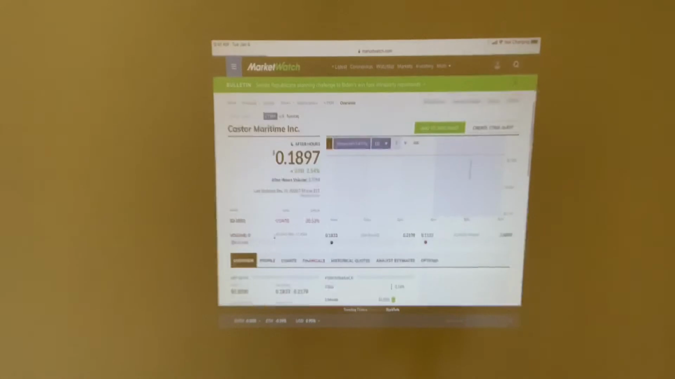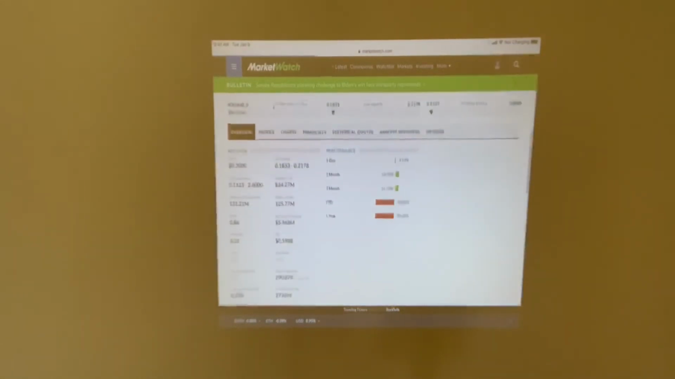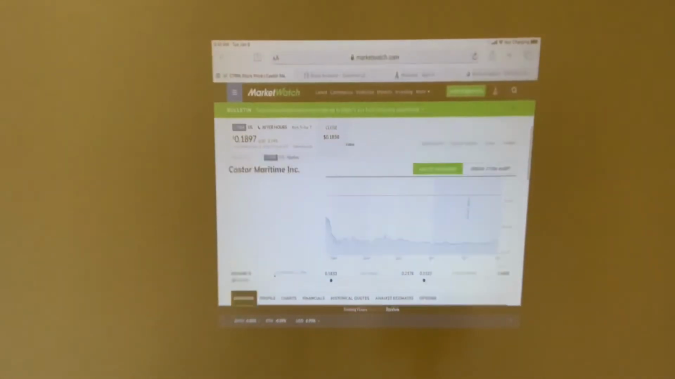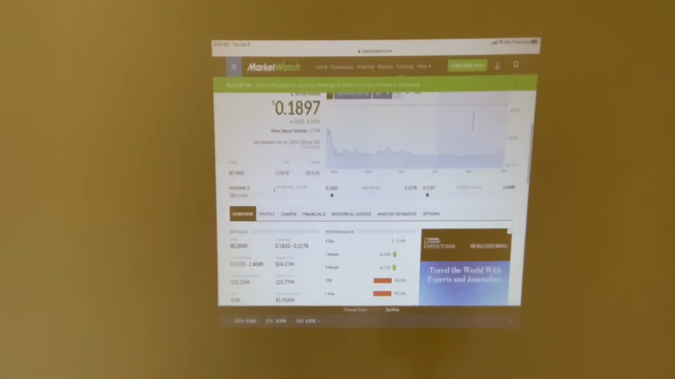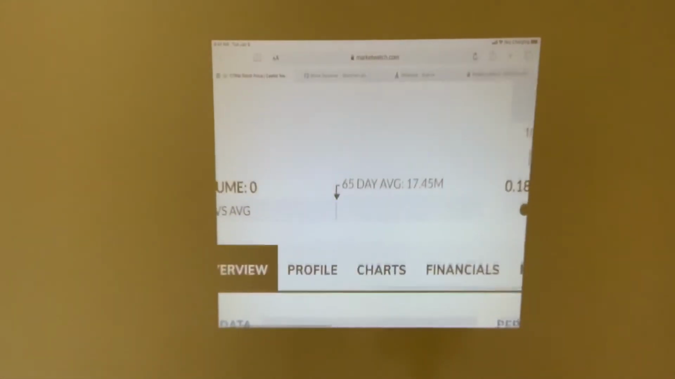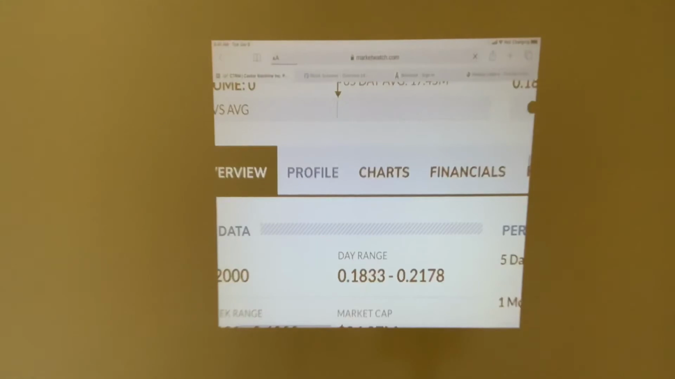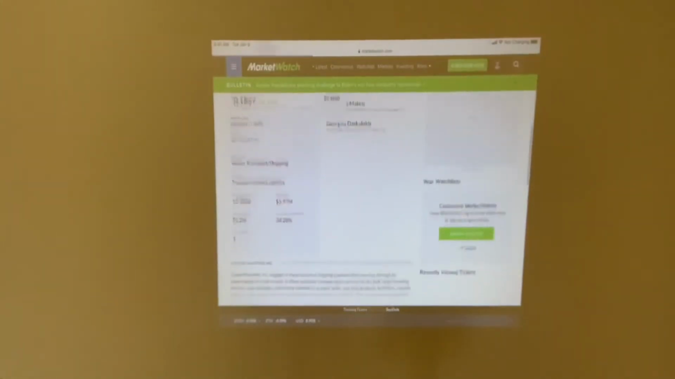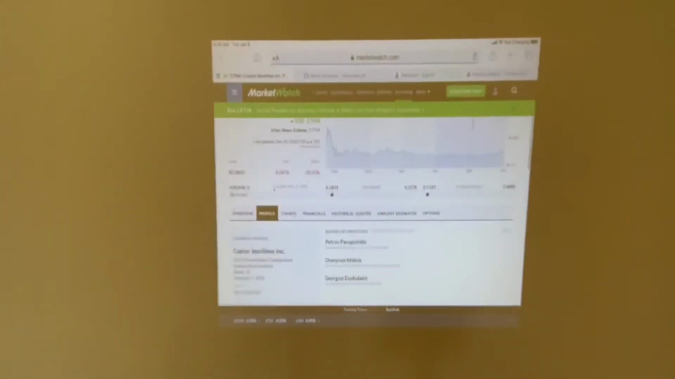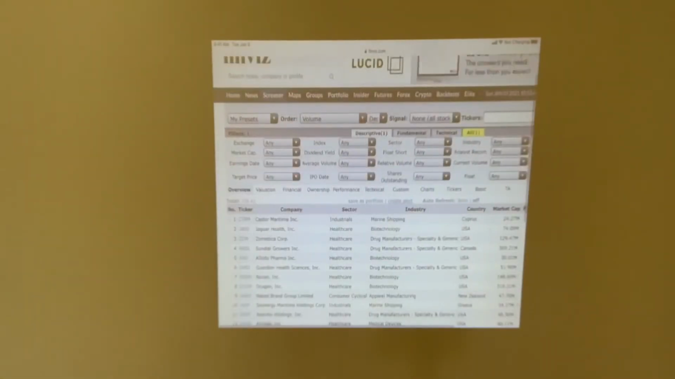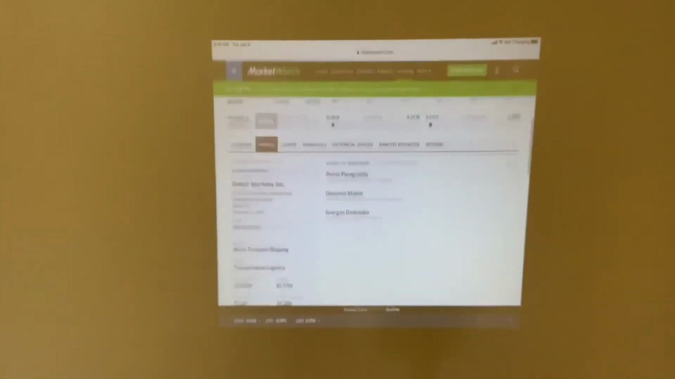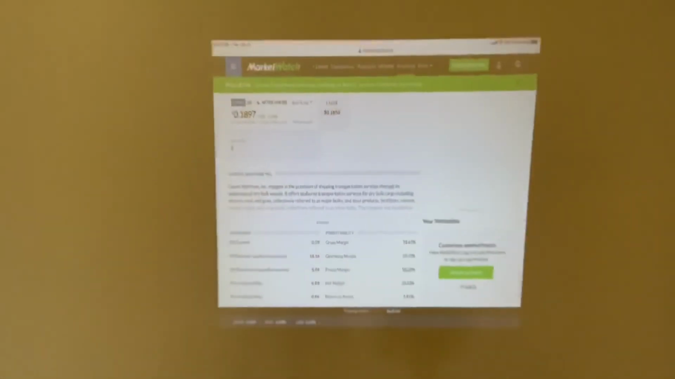Now CTRM is right in front of you. If you already know what they do, you know. If you don't, you click on profile right here, and then you read about it. You see what type of business they do. I think we knew that they are a marine shipping company, so it's a transportation company. Okay, it's a marine transportation company. So basically they provide transportation services.